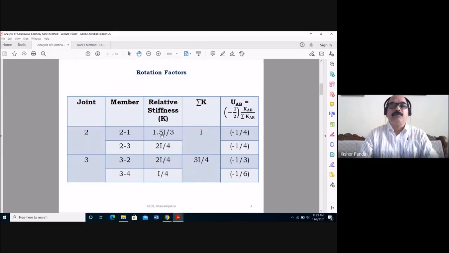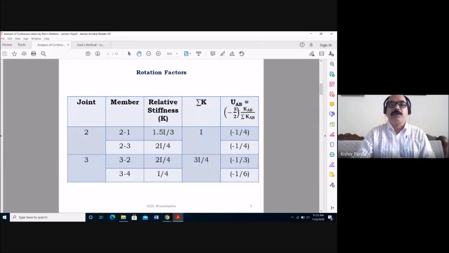First you have to find out the relative stiffness of the member, then the relative stiffness of joints 2 and 3. Then you have to find out the rotation factor. This is the rotation factor formula we already discussed in the last class. So U is equal to minus half times the relative stiffness of the member divided by the relative stiffness of the joint.